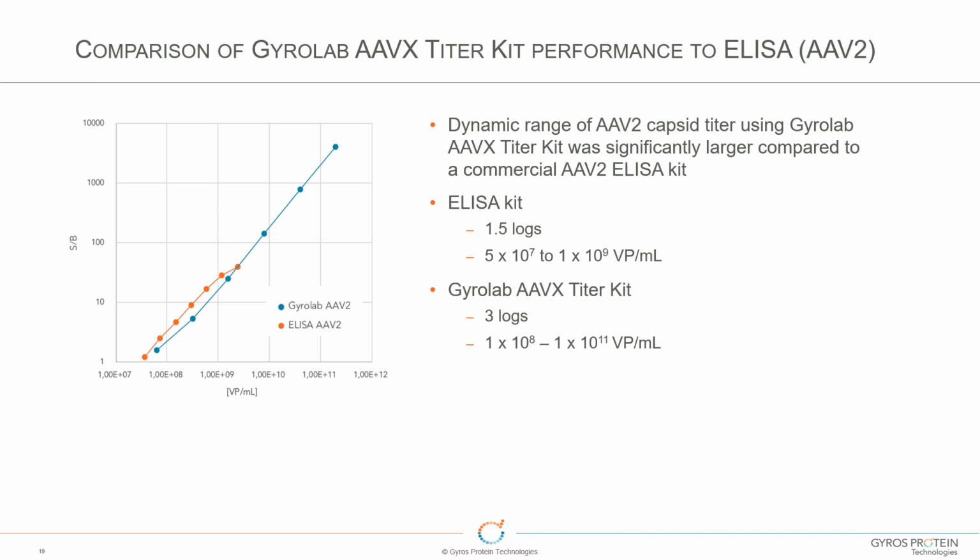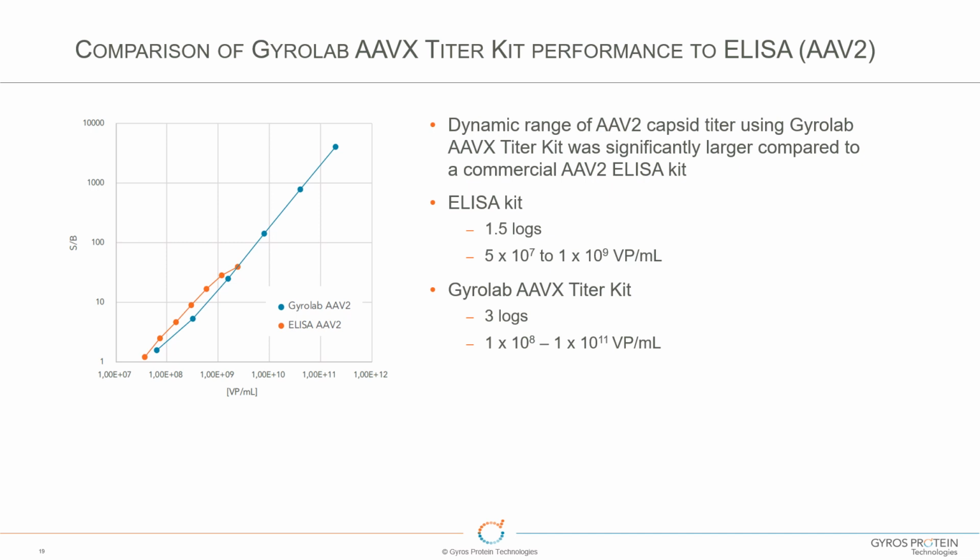the upper range is really important, particularly in the production process, when they're starting from quite high viral particle titers. So getting samples into range is much easier with the Gyrolab, and particularly with the samples being so precious during the production process, this becomes a much more viable method to actually be incorporated into the production process.